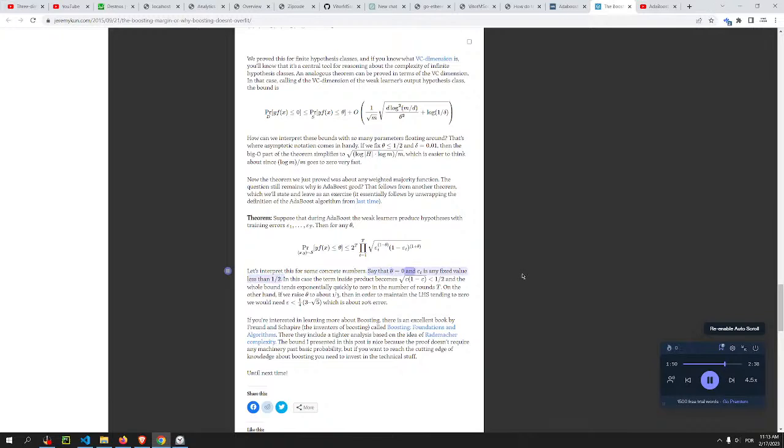Say that theta equals 0 and epsilon t is any fixed value less than 1/2. In this case the term inside the product becomes the square root of 4 epsilon(1 - epsilon). On the other hand, if we raise theta to about 1/3, then in order to maintain the LHS tending to 0 we would need epsilon to be smaller.